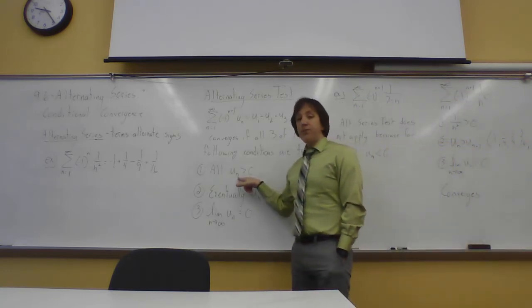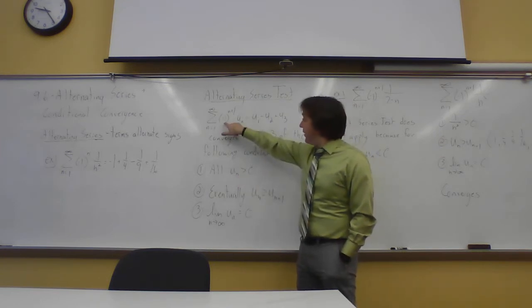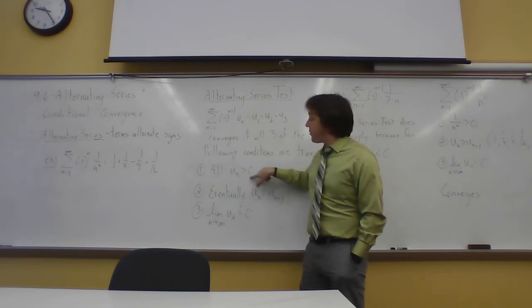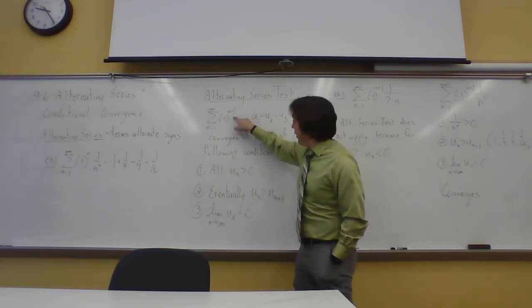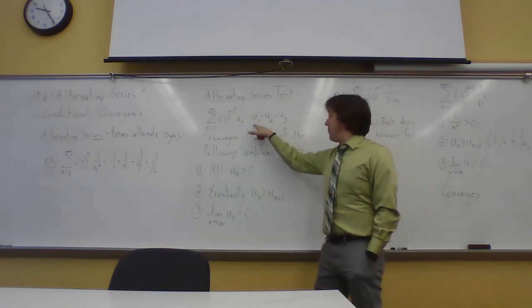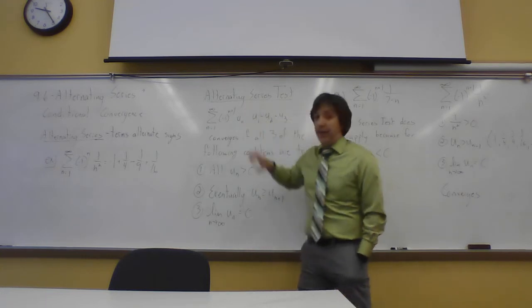First, the individual u sub n's have to be greater than 0. Notice the negative here is taken care of by the negative 1 to the power. So when we say that the individual u sub n's have to be bigger than 0, we're talking about this piece right here. We're not talking about the terms as we write them out. We're talking about those pieces inside the sum.